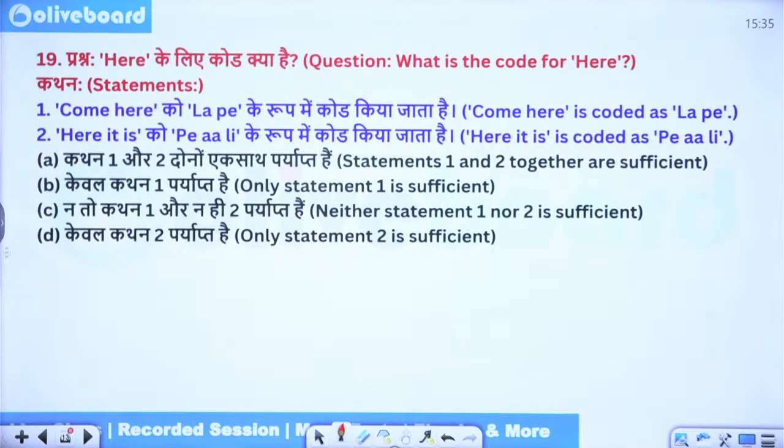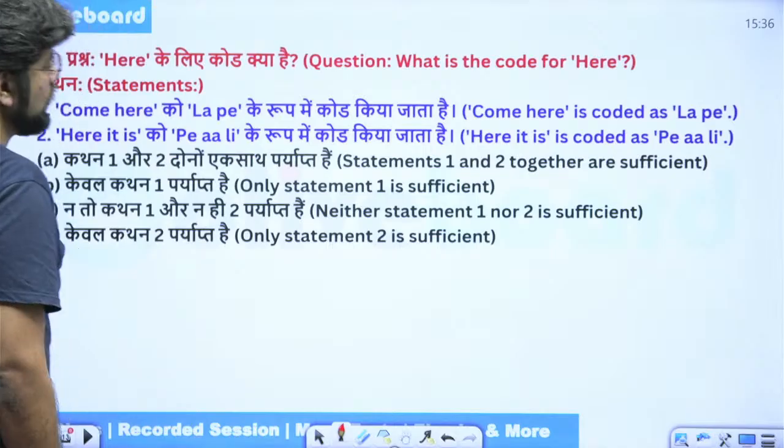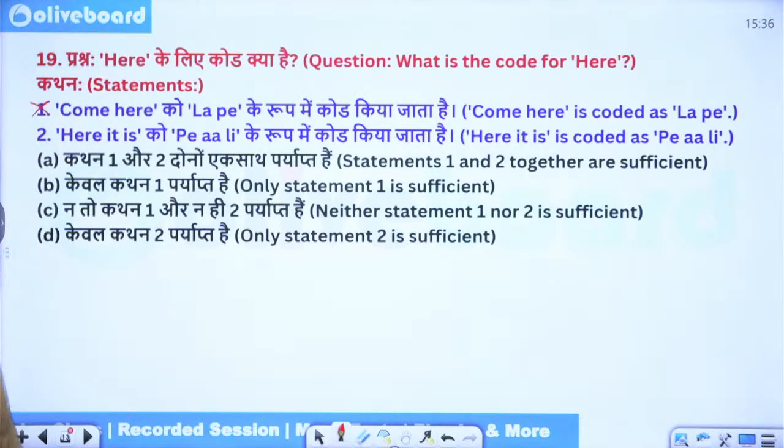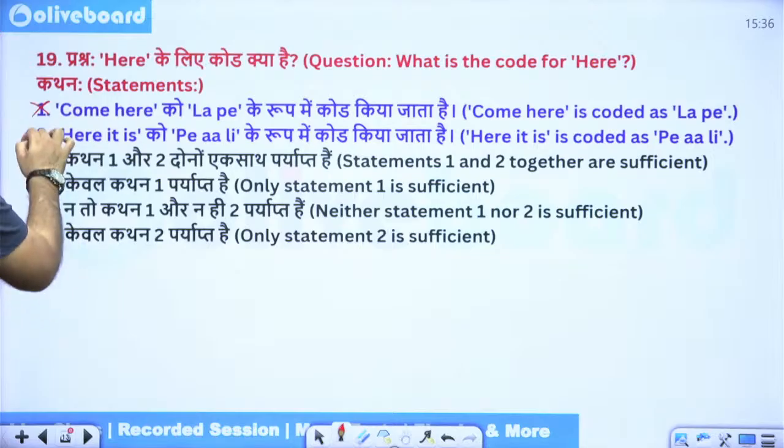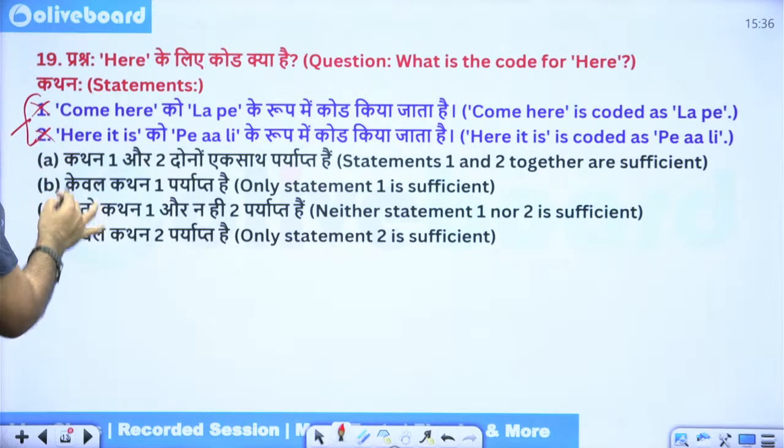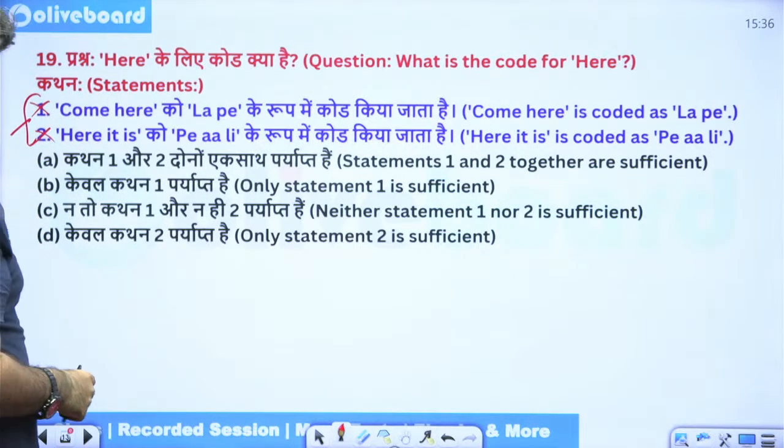Next. What is the code for here? Okay, 1 and 2 together, only 1, neither, and only 2. Perfect. Come here is this. So we don't know the code for here. Here it is this. Again, same question. If we combine both of them, we'll be able to find the answer.